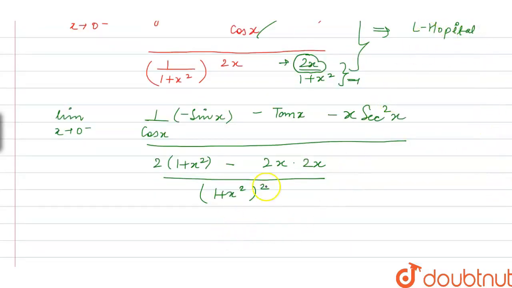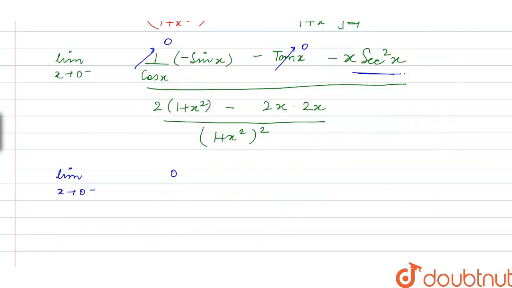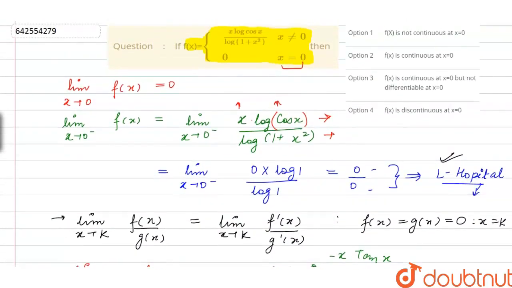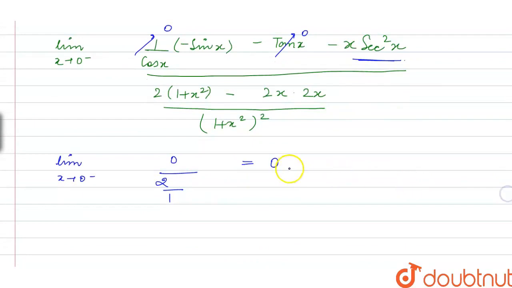Now we have to solve this expression further. So first of all, substituting the value of x as 0 in this equation, this would become 0, this would also become 0, and this would be minus x sec square x, that is again 0, because 0 multiplied by something is always 0. Now this is divided by 2 into 1 plus x square minus 2 into 0. So this is basically 2 into 1 plus 0, that is 2, minus 2 into 0 is 0, divided by 1 plus 0 is again 1. So this becomes 0 by 2, and this is 0. So we can say that the value of limit x tending to 0 minus becomes equal to 0.